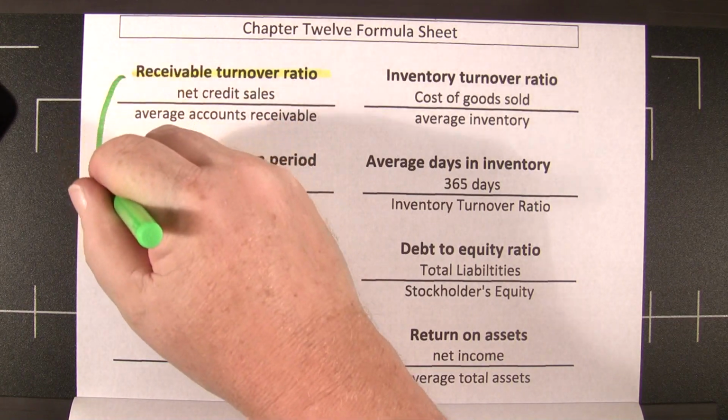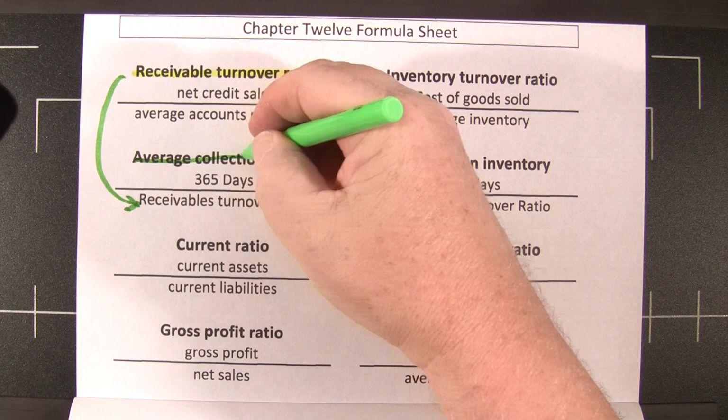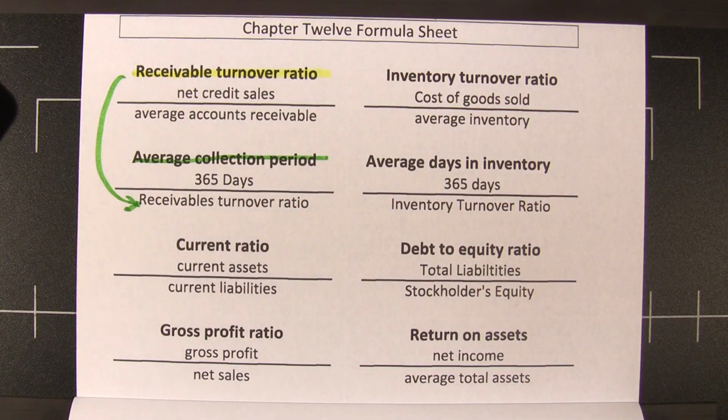This leads directly to the days' sales in receivables, which says how long is it going to take us. So we take the turnover ratio, divide that into 365 days, and that says roughly how long does it take us to collect our receivables.